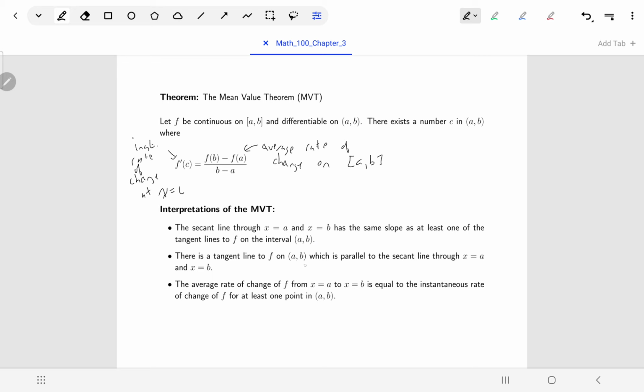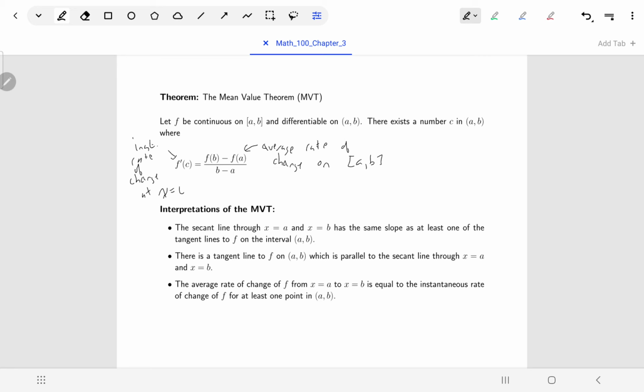Or another way you could think about it is that since they've got the same slope, the secant line and the tangent line would have to be parallel to each other. So whatever secant line we get from a to b, there's going to be a parallel tangent line somewhere, tangent at c, in that interval. Or you could say the average rate of change over the whole interval is the same thing as the instantaneous rate of change at that point. And that one's an interesting one.